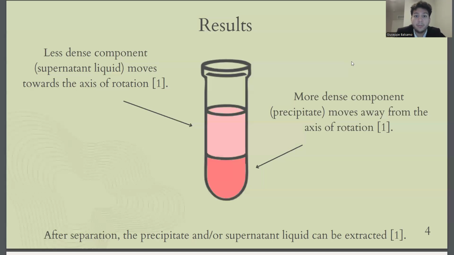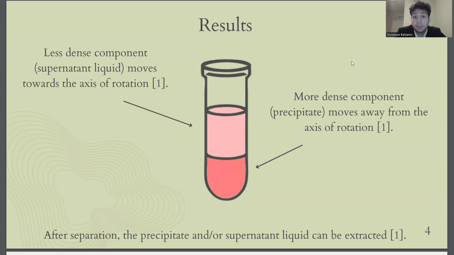Following this image right here, you'll see a test tube. This test tube is usually what you see people placing inside some common types of lab centrifuges. I'm going to talk to you about what the results of the centrifugation will look like. When a substance is spun in a centrifuge machine, the denser component of the substance being tested, known as a precipitate, will move away from the axis of rotation. The less dense component, which is known as the supernatant liquid, will then move towards the axis of rotation.